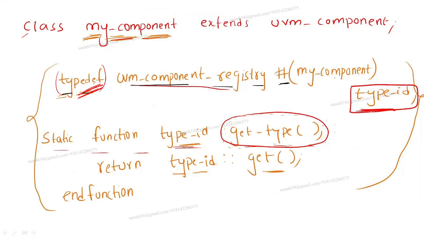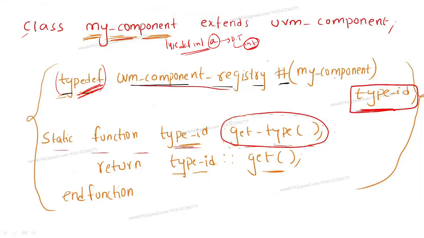We can create our own data type. That is what typedef does. Suppose you consider int a. Here a is a data type of type int. Wherever you use a, that becomes the data type.